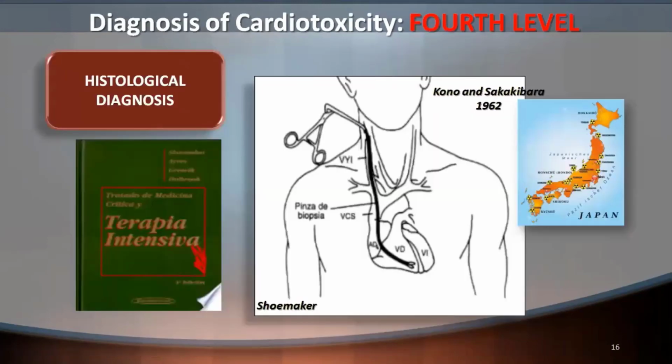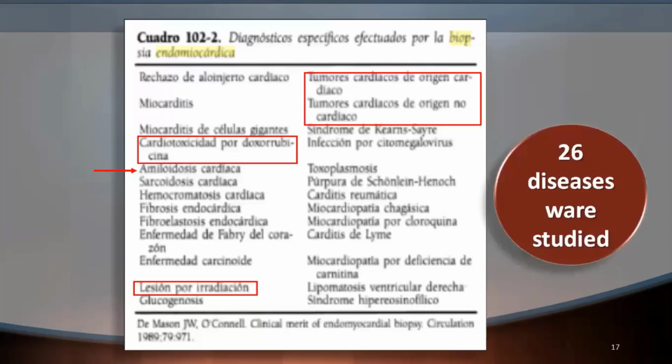In the fourth level, I want to say congratulations to the ASEAN region, because in the ASEAN region this fourth level diagnosis started, by endomyocardial biopsy here in Japan in 1962, beginning this way. And that is useful for demonstrating so many diseases. More than 26 diseases were studied by endomyocardial biopsy.